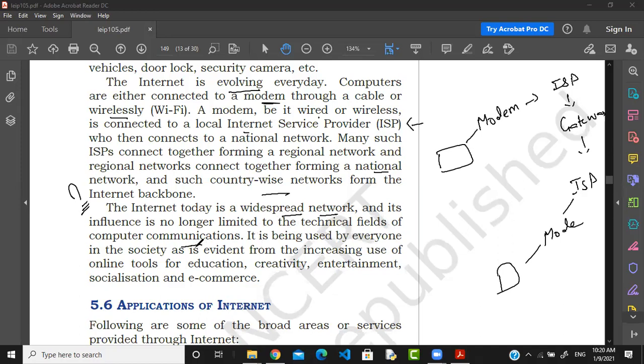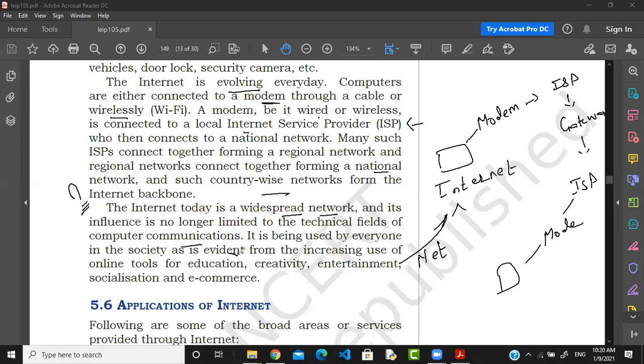Now you can't say the internet is only used inside the computer industry, or by computer personnel only. No, you can't say that. Nowadays, several things are going on the internet. Entertainment is also available on the internet. So many channels are there, Netflix, Amazon, Zee and so on. So many online channels are providing us so many web series.